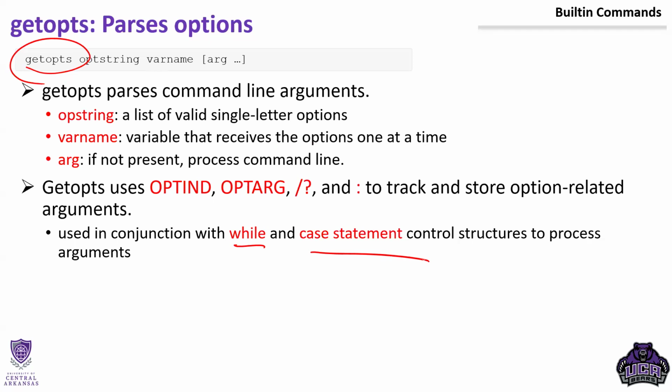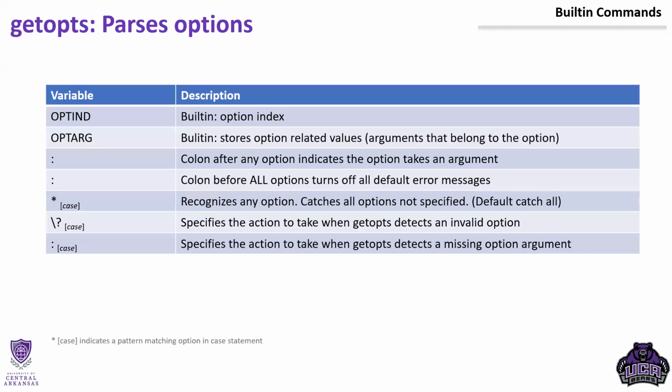So two things we've previously learned. Now we're going to integrate all three of these together to create a loop that loops through all of the options before the actual program is being run. So OPTIND, that's just an option index. OPTARG, this is a little bit confusing. It stores the option related value, so the arguments that belong to an option.